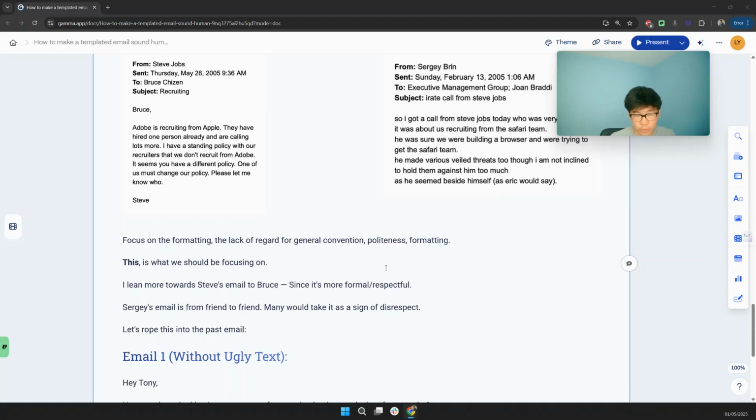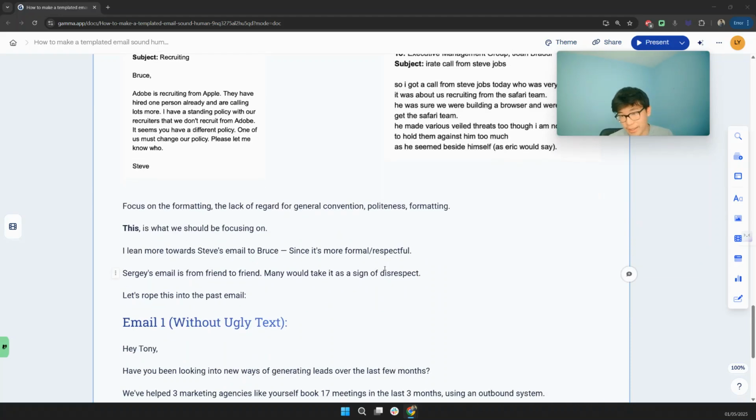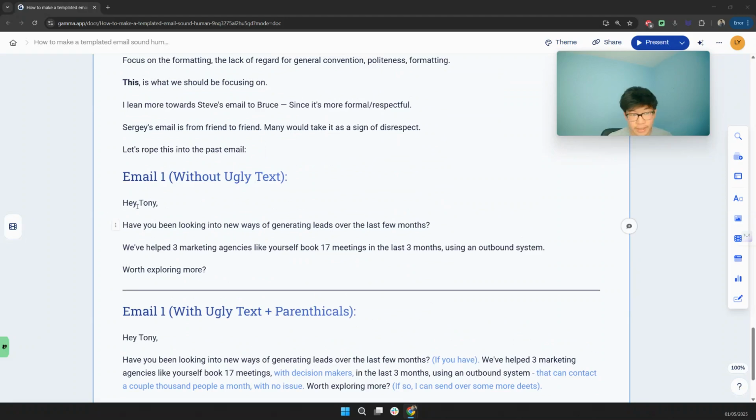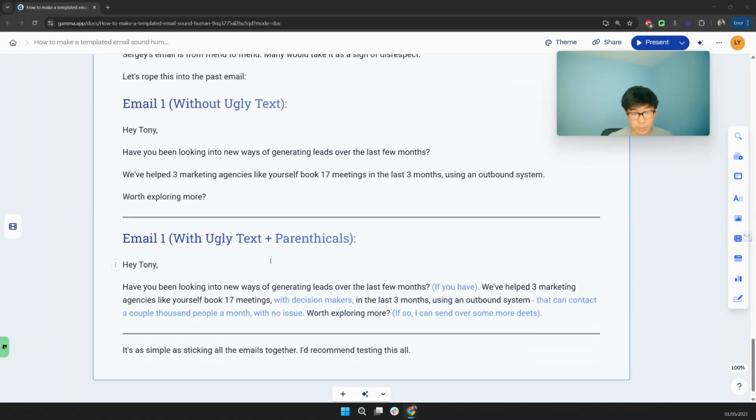And I lean more towards Bruce since it's more formal and respectful, and it's a B2B on an external B2B basis. And this is basically what the email looks like without ugly text. We looked at this already, and then this is with the ugly text with parentheticals, right? Hey Tony, have you been looking into generating leads over the last few months? If you are, and then there's no new line. This is the same email, and it's different with no new line.